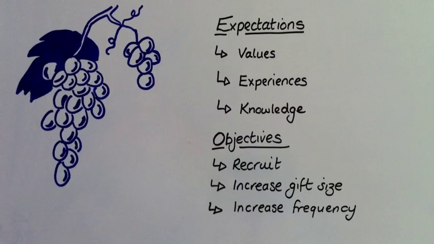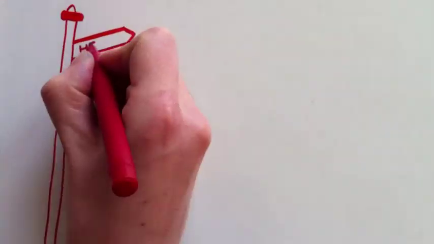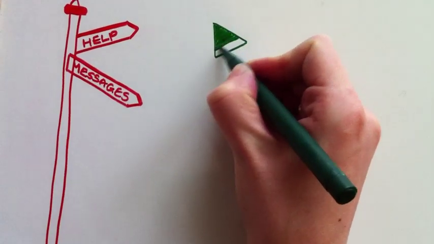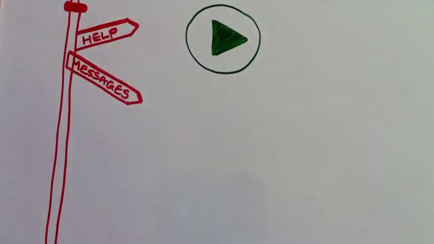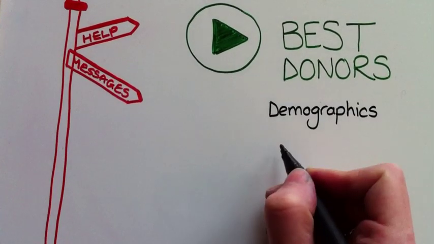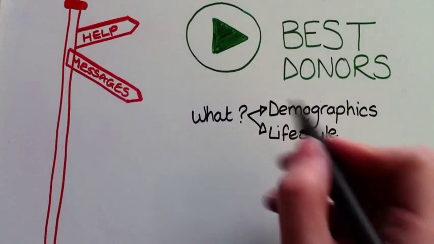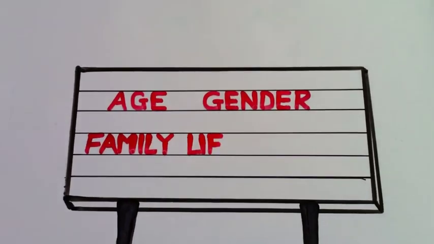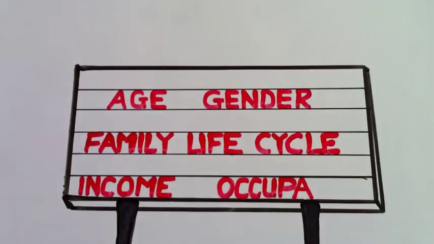So let's take a quick look at what information can be helpful for us to know to send the right message to the right people. The best place to start is by looking at those individuals who are already your best donors and asking yourself, what is it about their demographics and lifestyle that might provide clues to who we should target with our different communications? The demographics that fundraisers commonly look at are age, gender, family life cycle, and income or occupation.